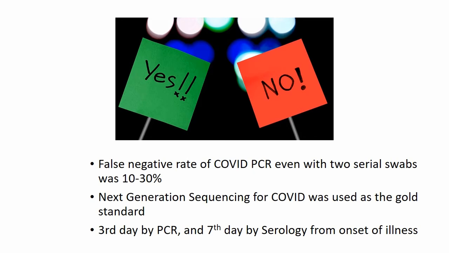False negative rates of COVID PCR even with 2 serial swabs was 10 to 30%. Next generation sequencing for COVID-19 was used as the gold standard. It is done by the PCR at day 3 and serology at day 7 from the onset of illness.